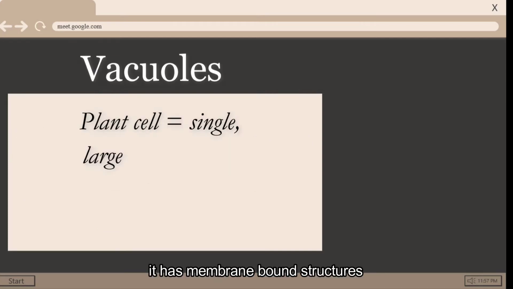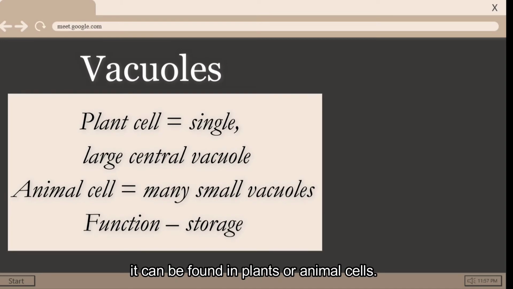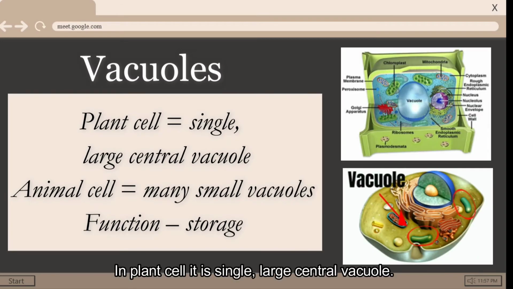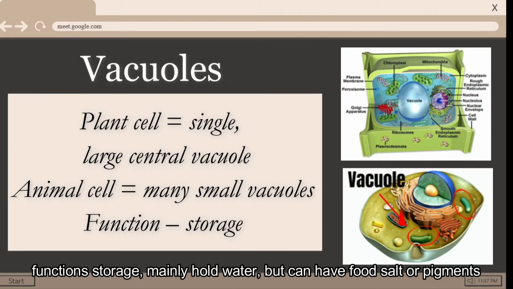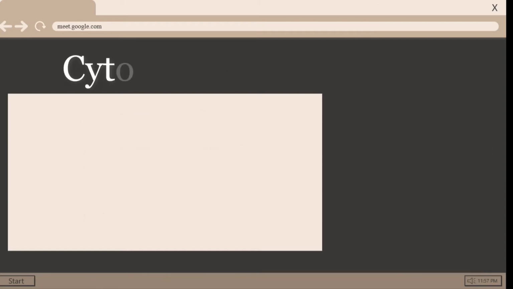Vacuoles. They are membrane-bound structures. They can be found in plant cells and animal cells. In a plant cell, it is a single large central vacuole. In an animal cell, there are many small vacuoles. Function: storage. They mainly hold water, but can also hold food, salt, or pigments.